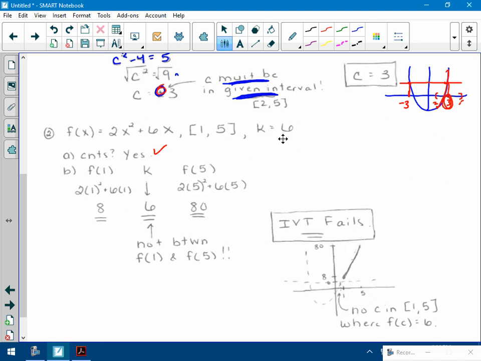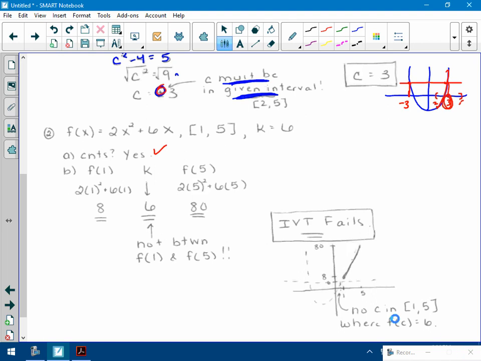Is the value I'm looking for between the endpoints? Well, if I plug in 1, 2 times 1 squared plus 6 times 1 is 8. Plug in 5, 2 times 5 squared plus 6 times 5 is 80. Nope, that's a problem. 6 is not between 8 and 80. So the intermediate value theorem fails, and we're done.